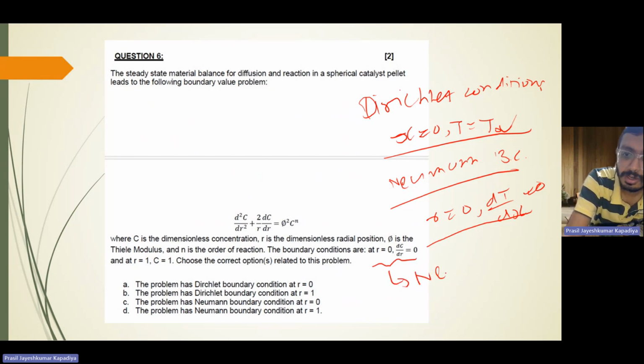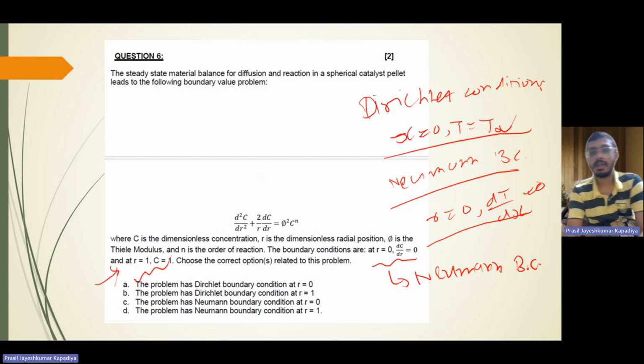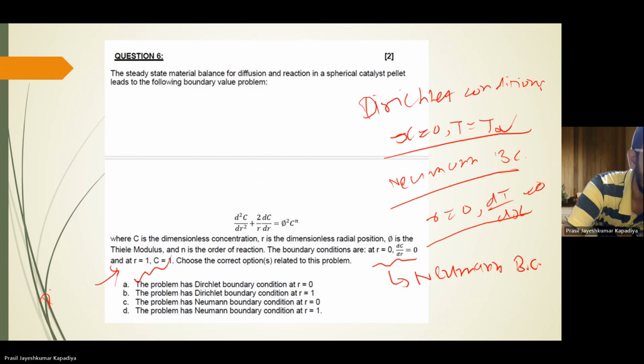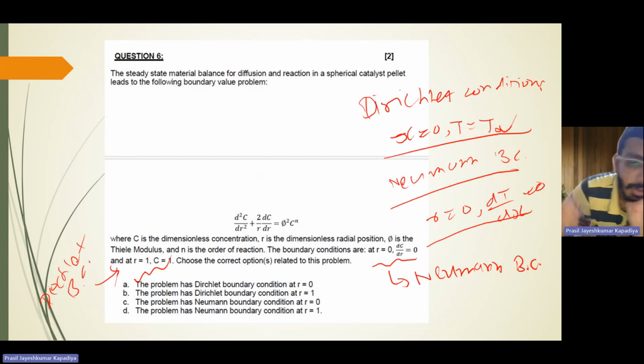So this is called Neumann boundary condition. And this thing, at r is equal to 1, C is equal to 1. So at surface, the value of dependent variable is given. So this is called Dirichlet boundary condition. Okay, so let's try to find out the correct statement.